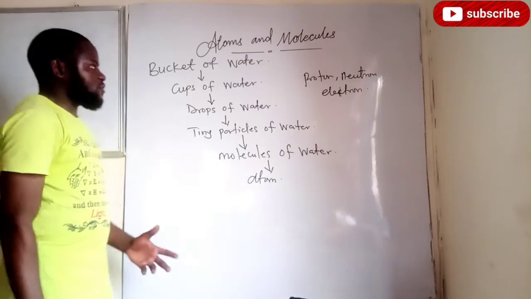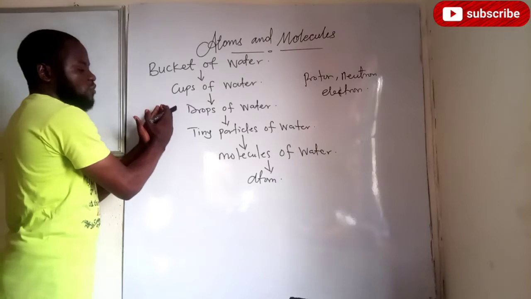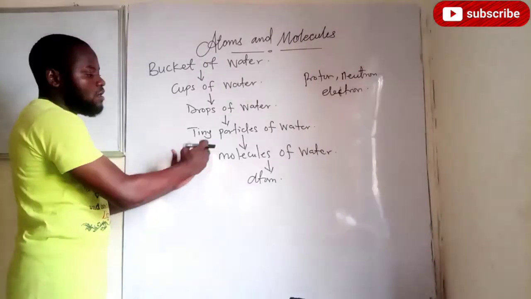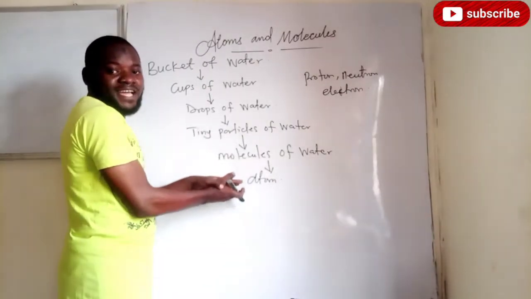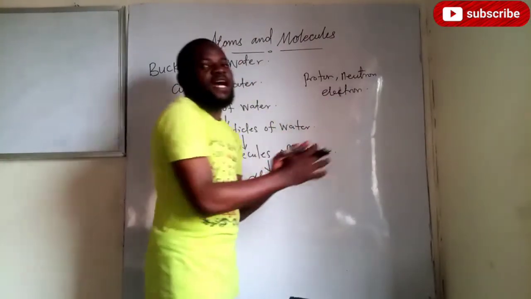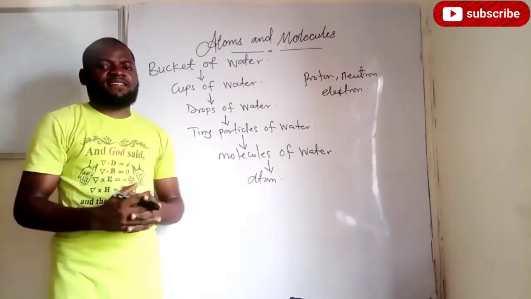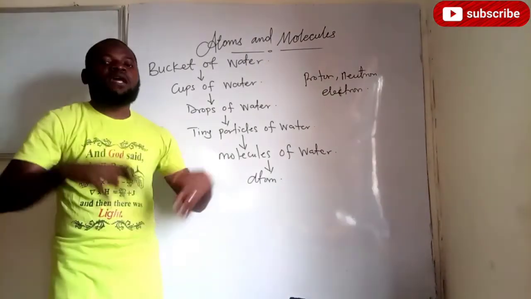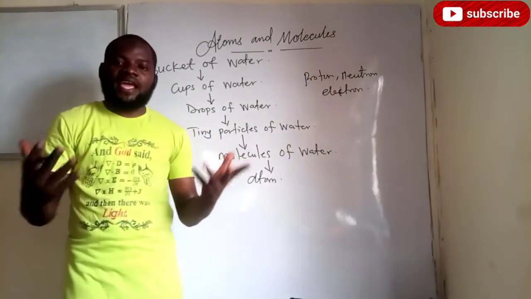Are we together now? So you can see the journey from a bucket of water to a cup of water, from a cup of water to a drop of water, from a drop of water to tiny particles of water, which we regard as molecules of water. From molecules of water, we break it down to atom. And from the atom, we can break it down to proton, neutron, and electron. That's to tell you that matter itself is made up of molecules, molecules are made up of atoms, and an atom is made up of proton, neutron, and electron.